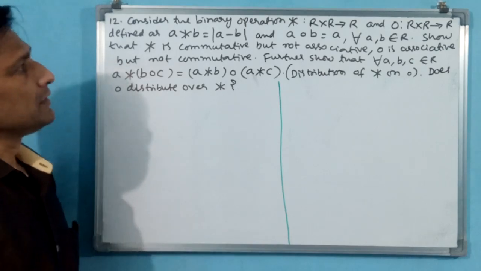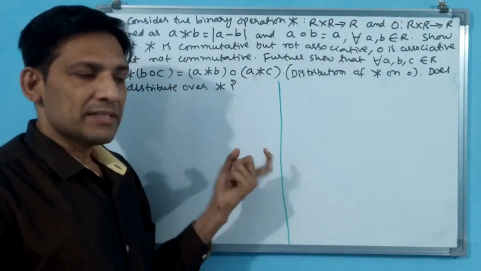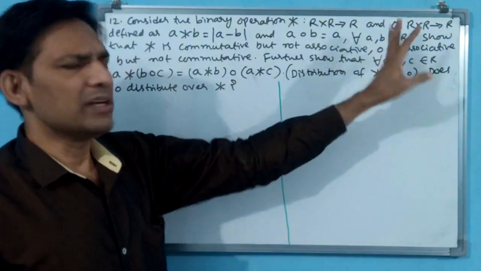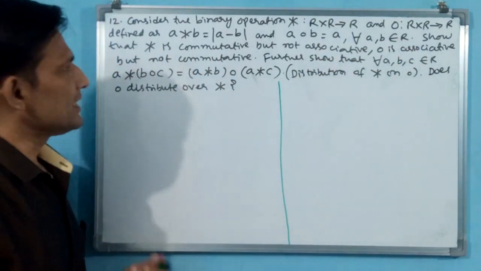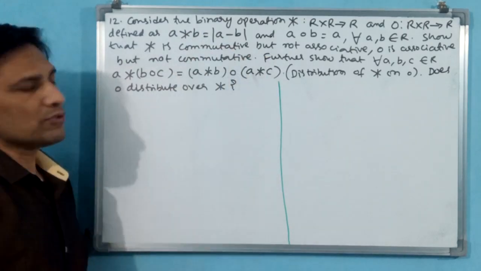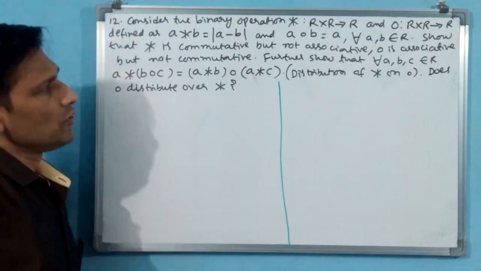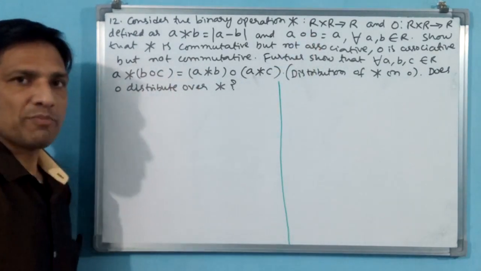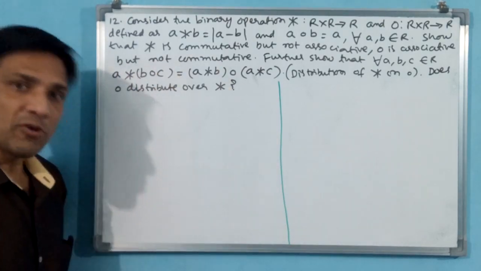Then AOB is equal to A. That means if you take 2 numbers, then the first number is the result. That is the second operation O, for all A, B belongs to R. We know this very well; even if we write it or not, we will take it. Show that star is commutative but not associative. That operation we should show is not associative. Which one? Star. O is associative but not commutative. The operation O is a peculiar operation, AOB is equal to A. For that operation we have to show first that it is associative, then we should show that it is not commutative.